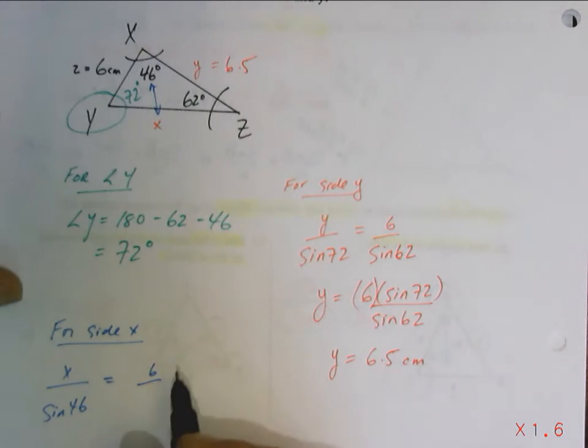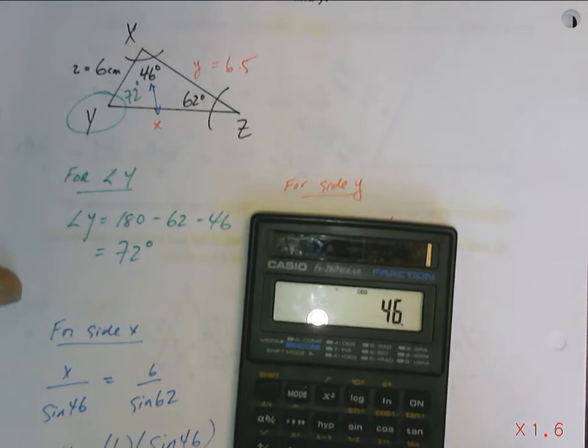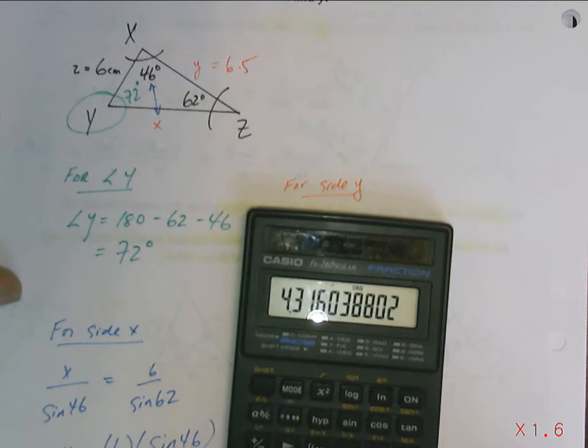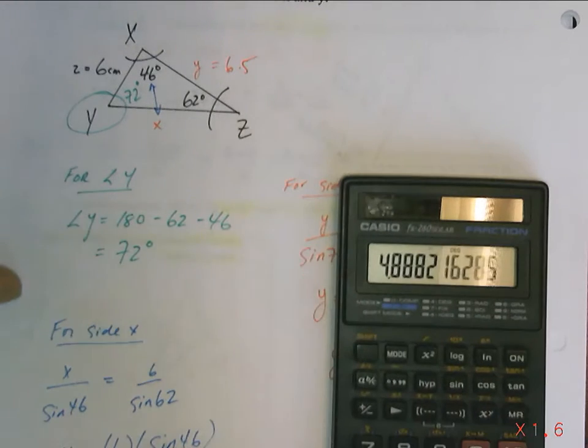So 6 over sine of 62, cross multiply using the shortcut, not showing that step. Some of you will want to, some of you won't. Using your calculator, sine 46 times 6 divided by sine 62 equals, I get approximately 4.9 centimeters.